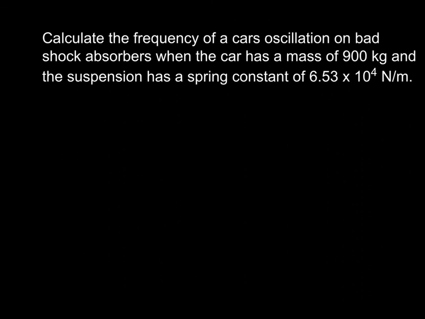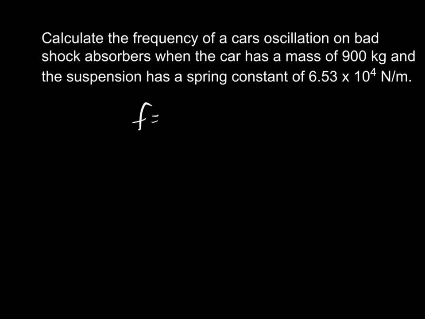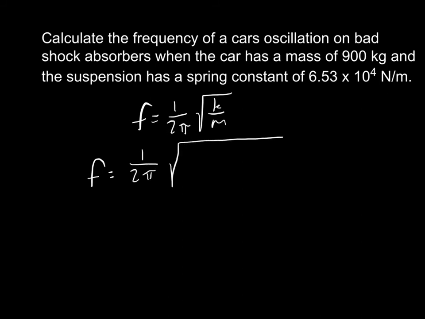So frequency is 1 over 2 pi square root of k over m. So the frequency of this motion is going to be 1 over 2 pi square root of 6.53 times 10 to the 4th newtons per meter, and then our mass is 900 kilograms.